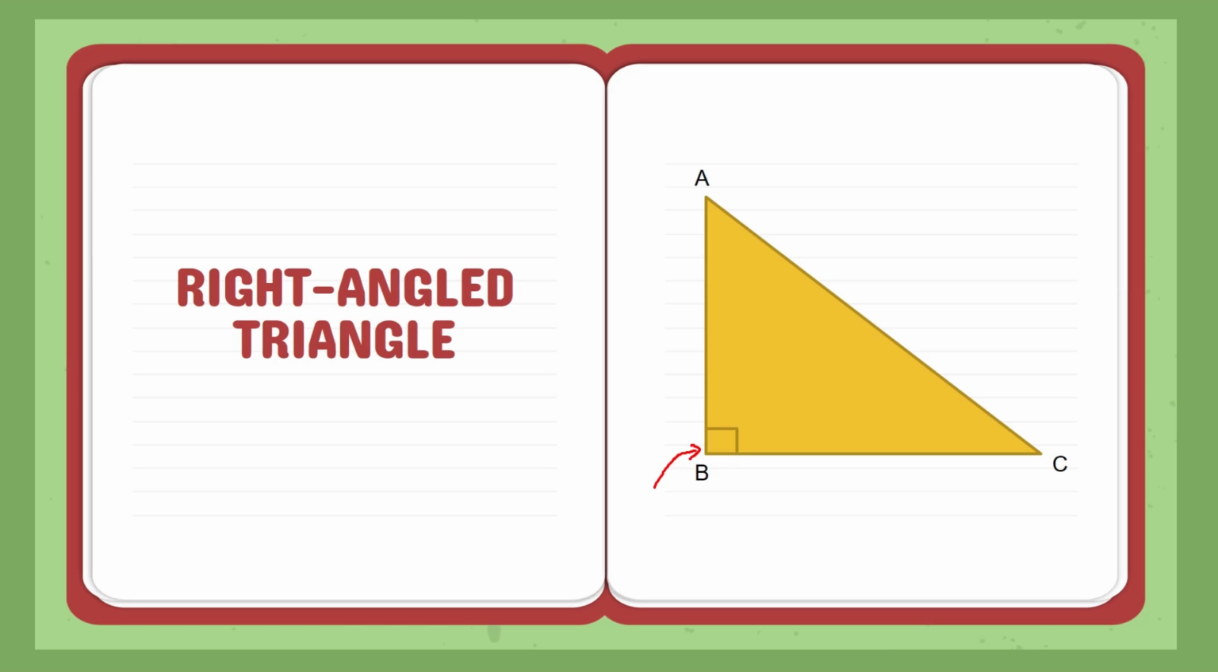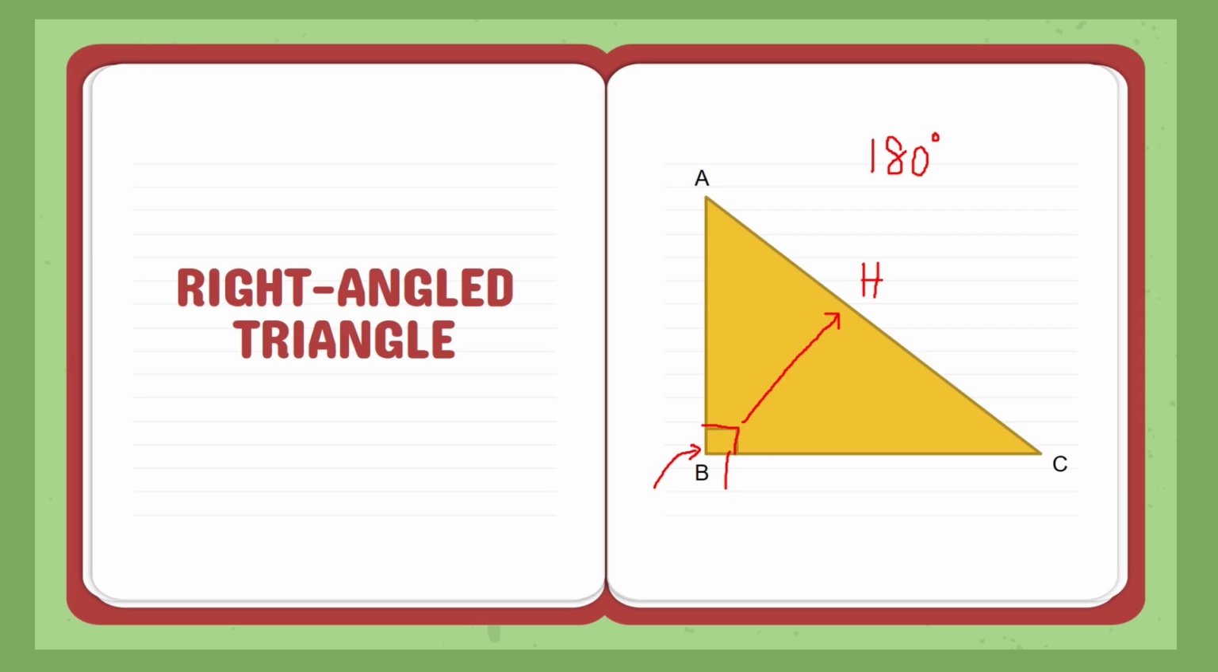You all know that a triangle has three angles, and the sum of the three interior angles adds up to 180 degrees. So one of these angles will be 90 and the other two angles will add up to 90, which makes 180. In this 90 degree angle, the opposite side of that angle is called the hypotenuse. This side is called the hypotenuse.